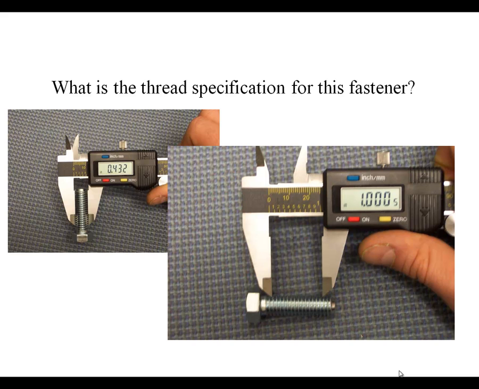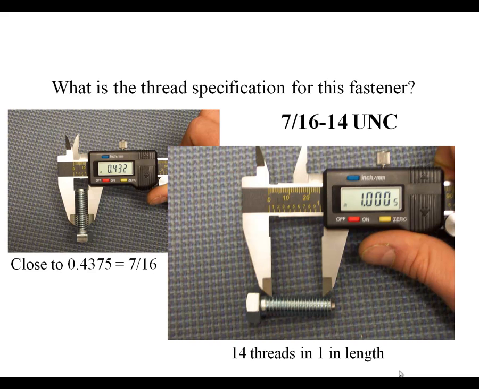So let's do another practice. You could say, what is the thread specification for this fastener? First of all, we see that this is a 0.432, which is a little bit smaller than 7/16. And we're counting 14 threads in 1 inch. So we would know that this is a 7/16 14 UNC fastener.